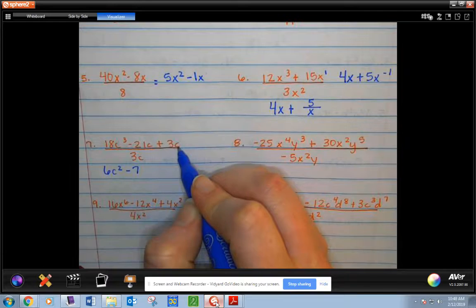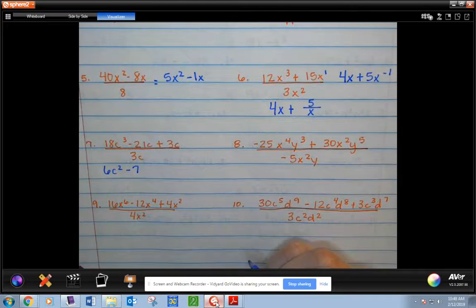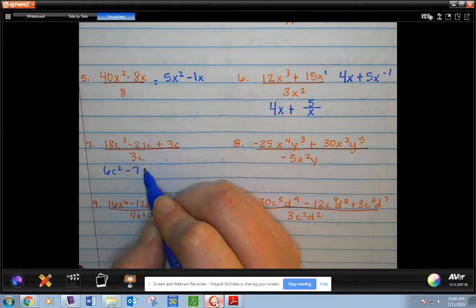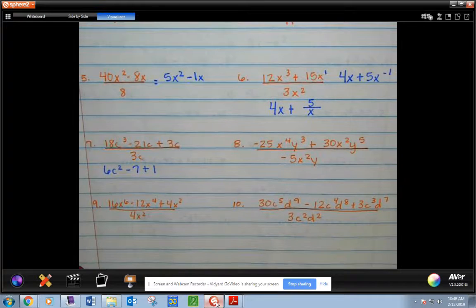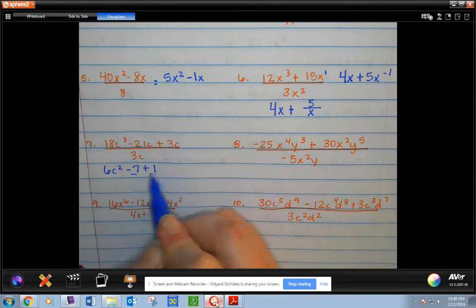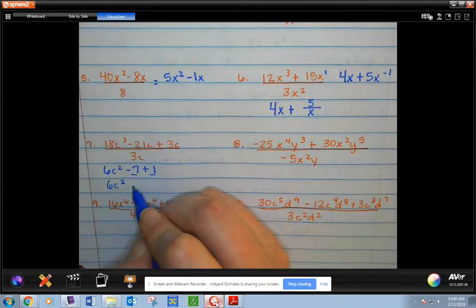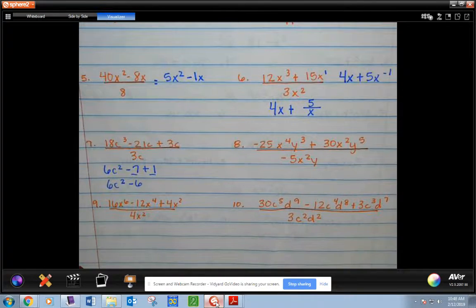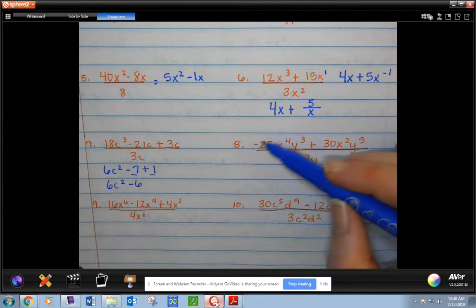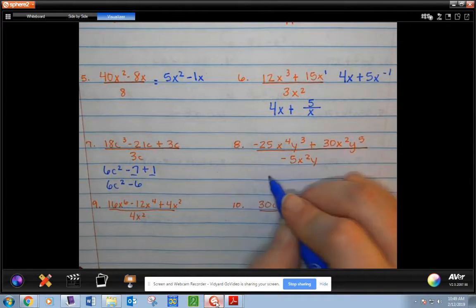Okay, 3c divided by 3c. That would be a 1, and the c's cancel. For this problem, these two pieces are alike, so I have 6c squared minus 6, and I am done.